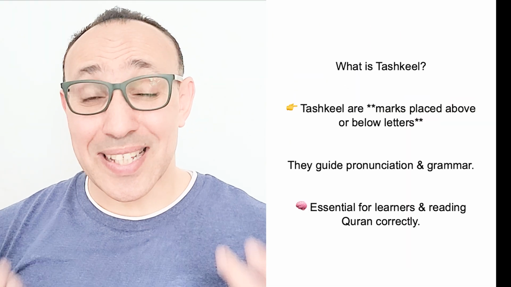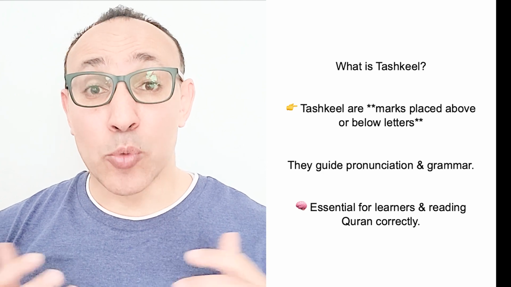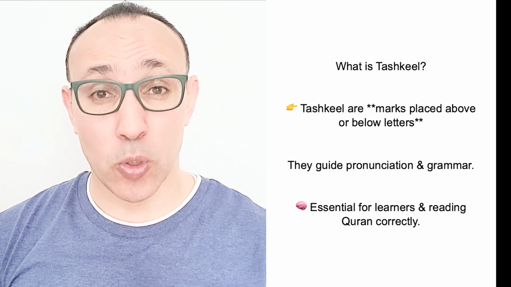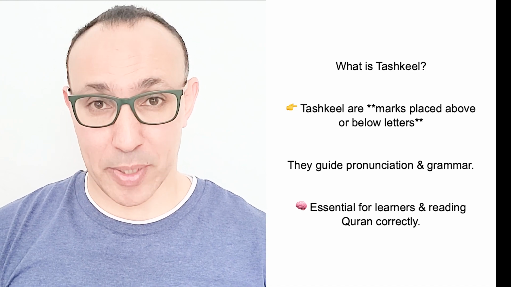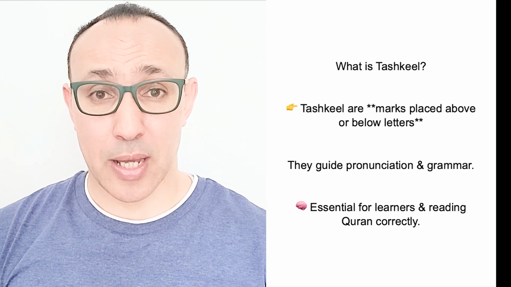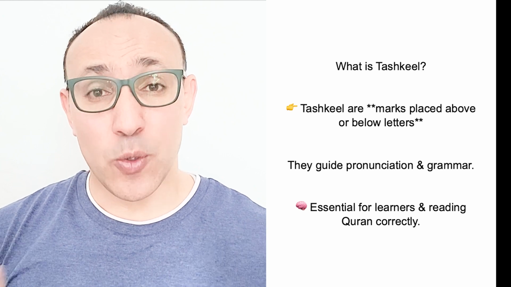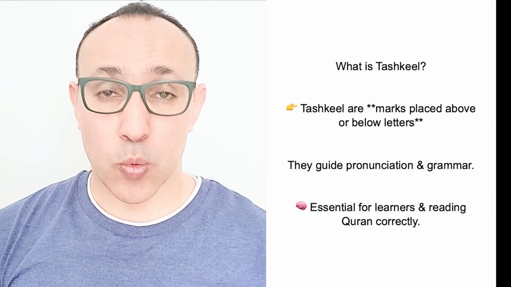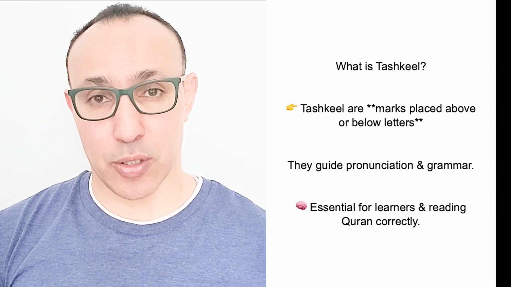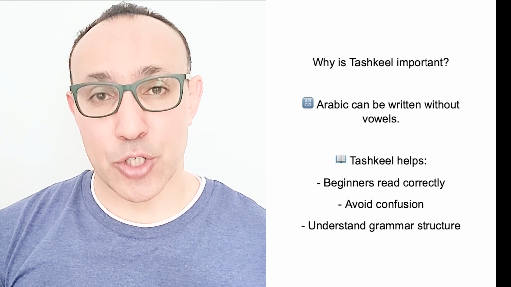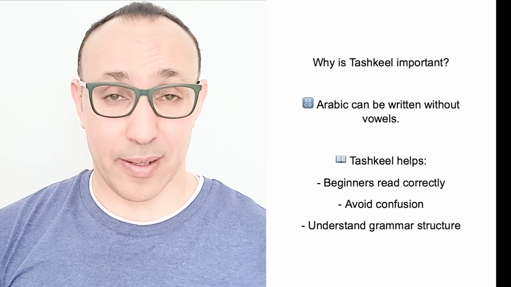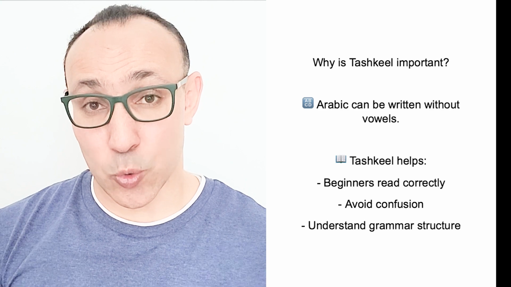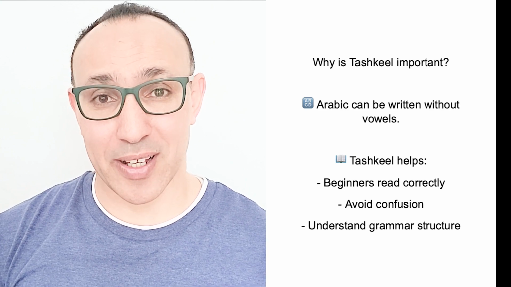First of all, what's the tashkil? Tashkil is the movements, okay? These symbols that you find above or below the letters in Modern Standard Arabic. Their function actually is to give you a hint about the pronunciation of the word or its grammatical position. It's essential for reading and essential for learning to read Modern Standard Arabic.